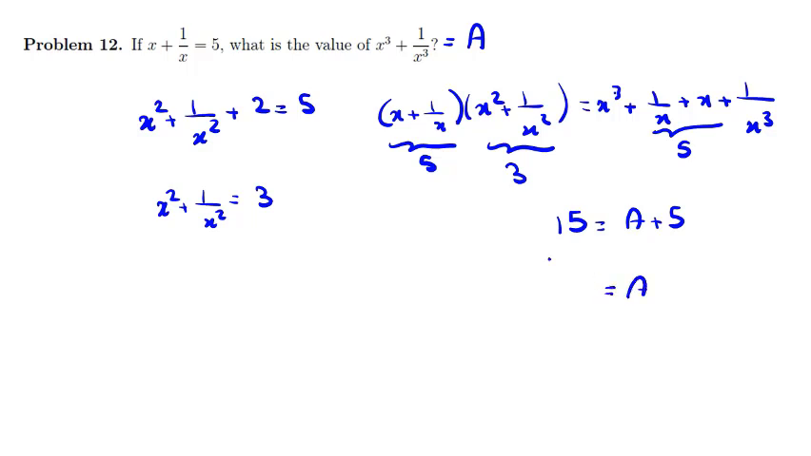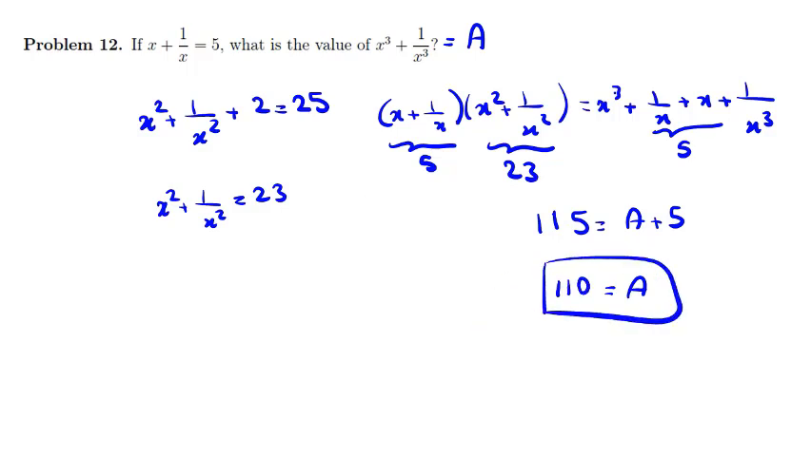So a equals what? Sorry, here I said raise both sides to a power of 2. Let me write again. Raise both sides to a power of 2. Here it will be 5 times 5, 25, minus 2, 23. So let me correct this part. It's 23. And a plus 5 is 5 times 23, which is 115. So a is 115. Take 5 to the left hand side, 110. So the answer is 110.